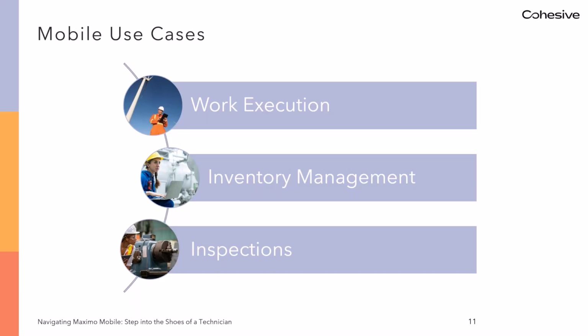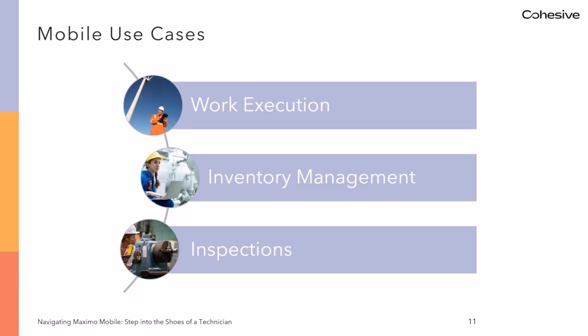And then also quickly moving on to inspections, technicians can perform routine inspections, capturing readings, assessing conditions, and reporting anomalies. They can do this by using predefined checklists. And on those predefined checklists, technicians have the ability to take photos as well as document compliant and non-compliant issues.